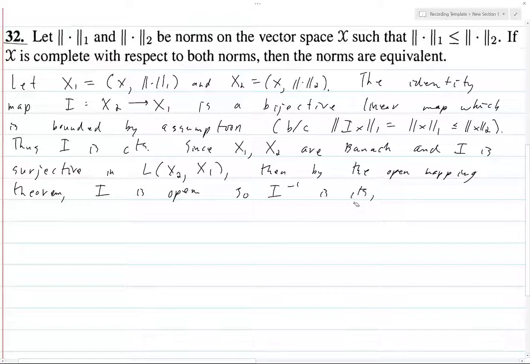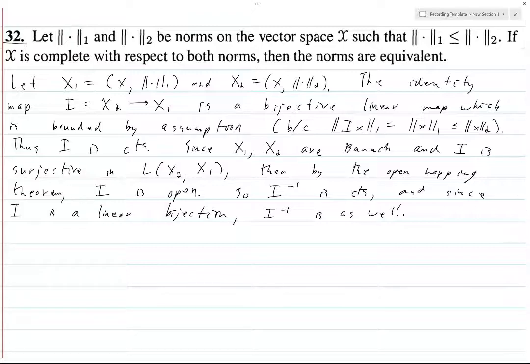So I is open, so I inverse is continuous. And since I is a linear bijection, I inverse is as well. I'm saying a lot more words than necessary here, but we might as well. So I is a linear bijection, so I inverse is as well. So I inverse is bounded, i.e.